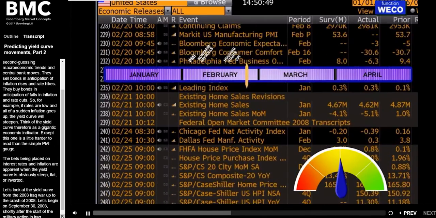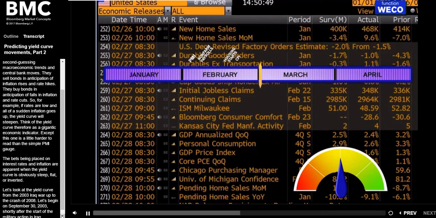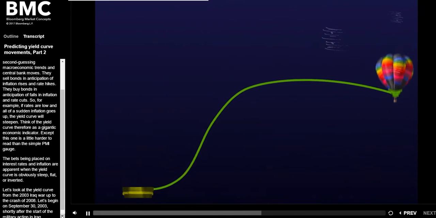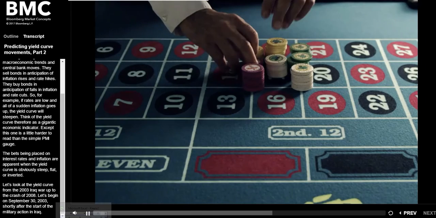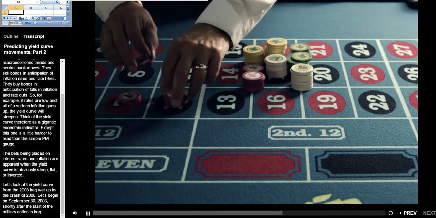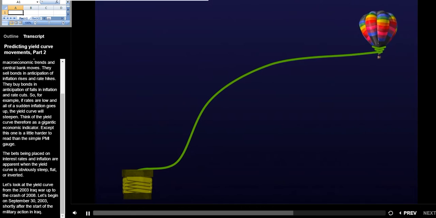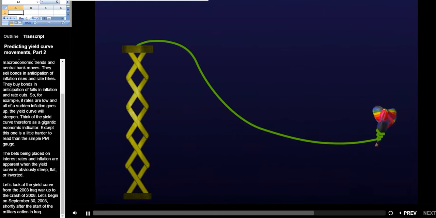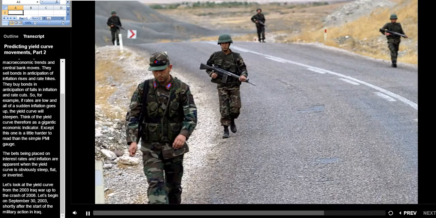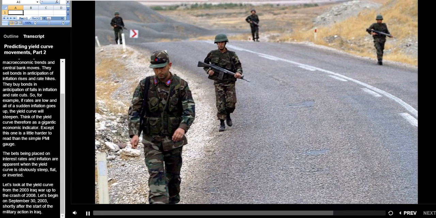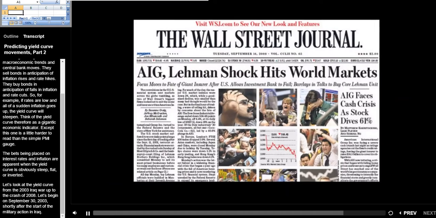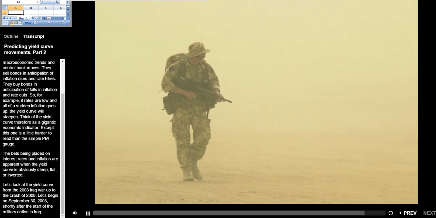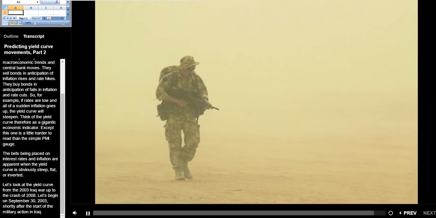Think of the yield curve, therefore, as a gigantic economic indicator, except this one is a little harder to read than the simple PMI gauge. The bets being placed on interest rates and inflation are apparent when the yield curve is obviously steep, flat, or inverted. Let's look at the yield curve from the 2003 Iraq War up to the crash of 2008. Let's begin on September 30, 2003, shortly after the start of the military action in Iraq.